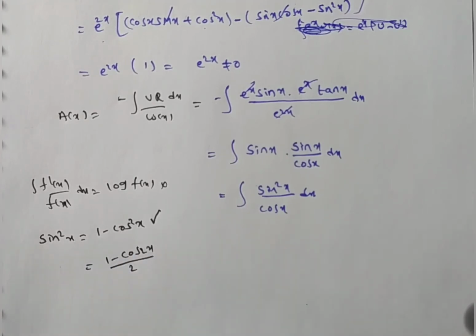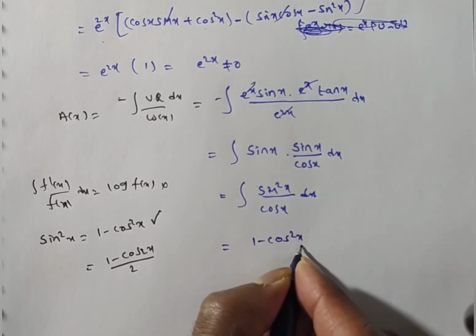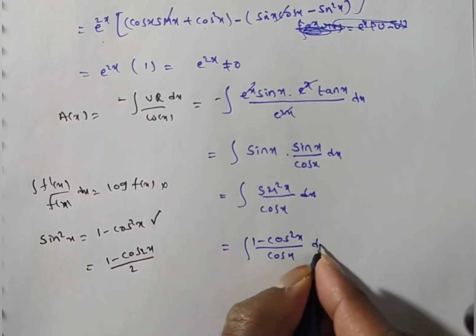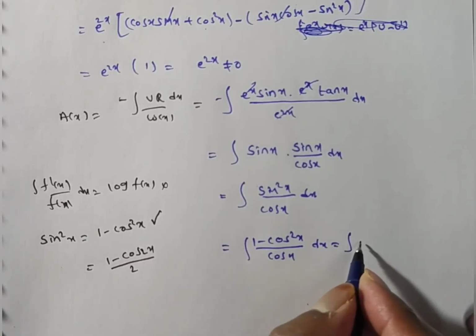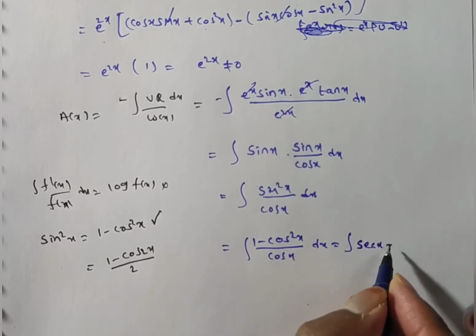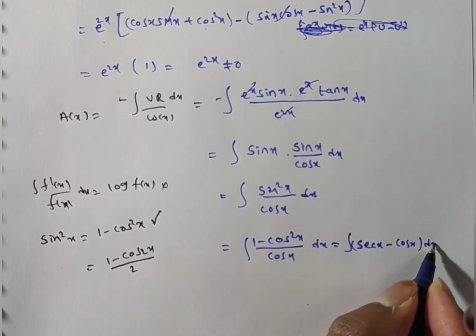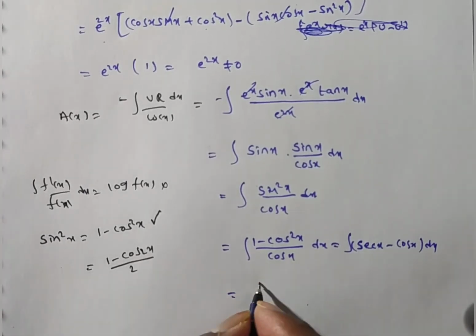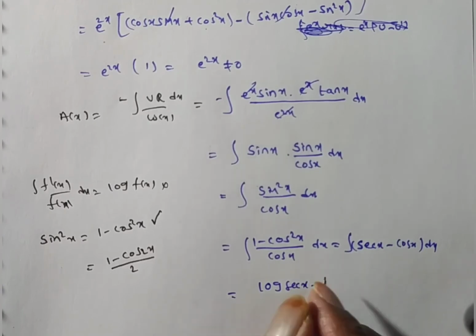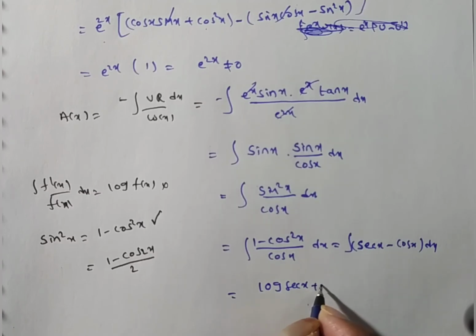These are getting cancelled. So in this case I can write the numerator as 1 minus cos square x by cos x. Yes or no? I can divide (a minus b) by c as a by c minus b by c. 1 by cosine is nothing but secant x, minus cos square over cos, which gets cancelled, then you will have cos x into dx. Now the integral of secant x is log of secant x plus tan x. Yes or no?